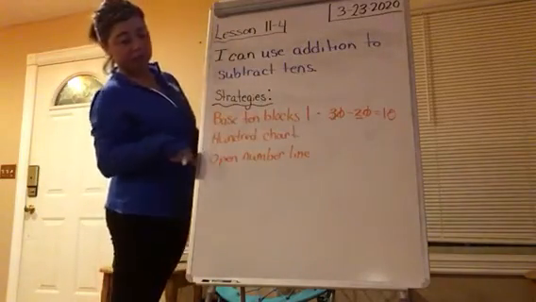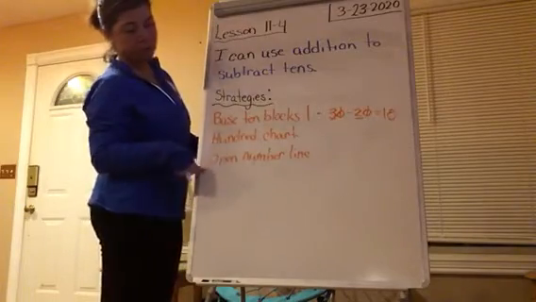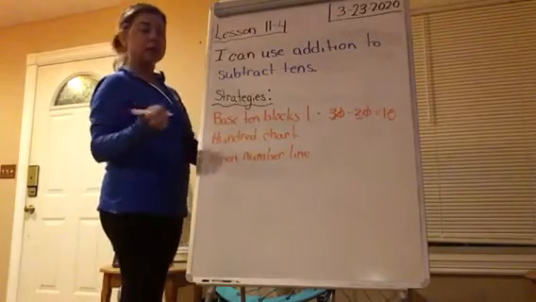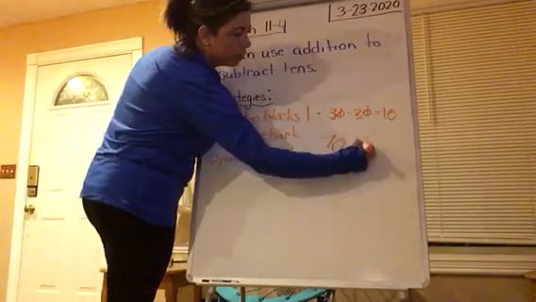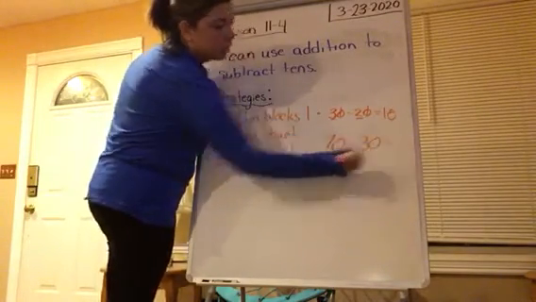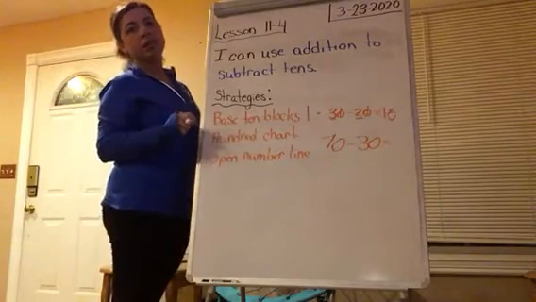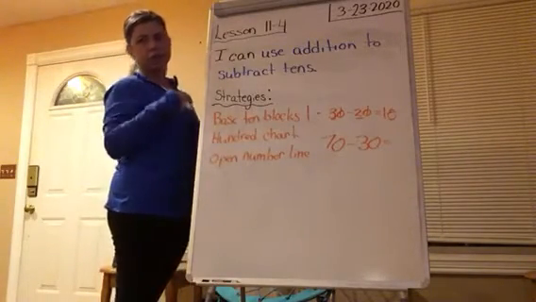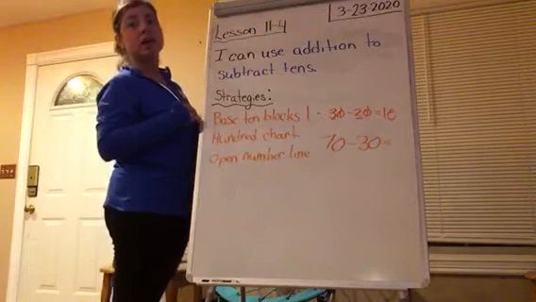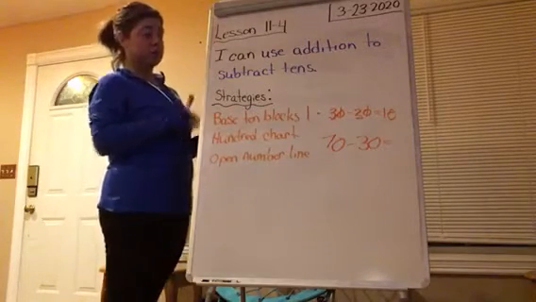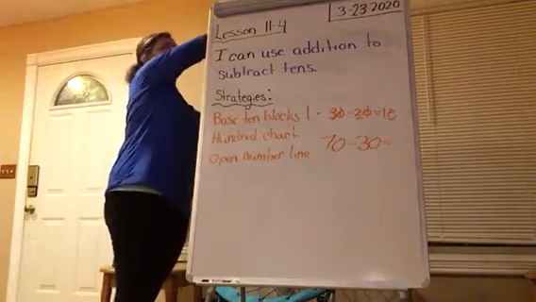Now let's talk about the next two, the 100 chart and an open number line. Let's think about the equation 70 take away 30. Get that equation in your head. 70 take away 30. And we're going to use the 100 chart to solve that. So let's take a look at our 100 chart from the other day.